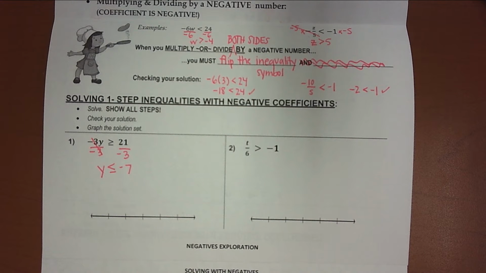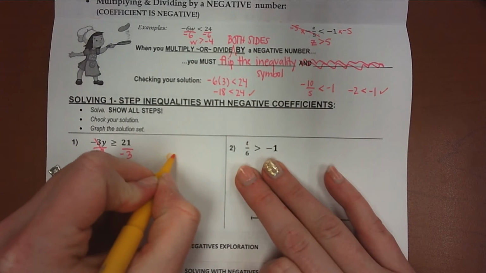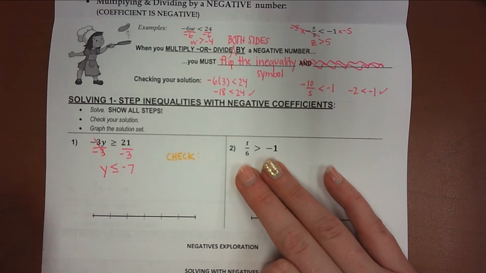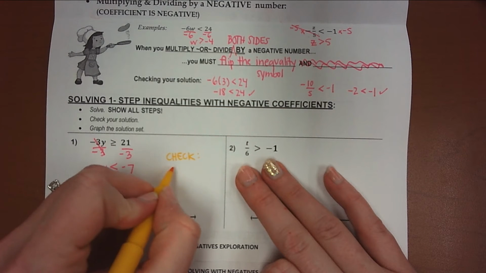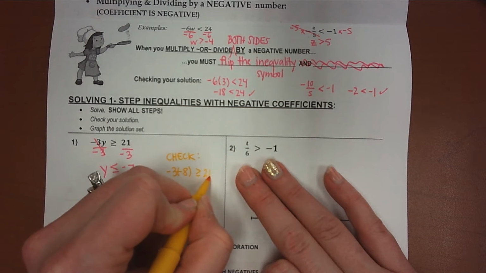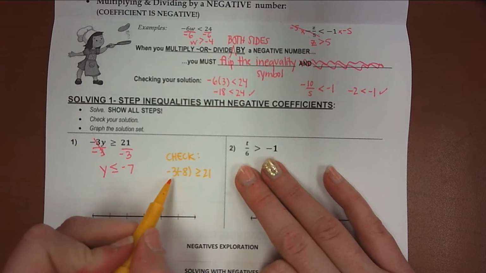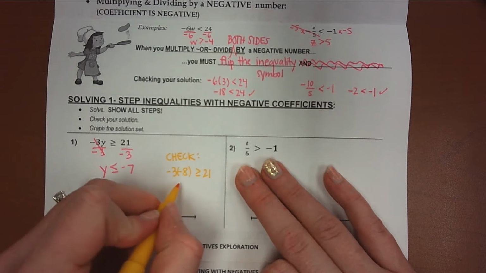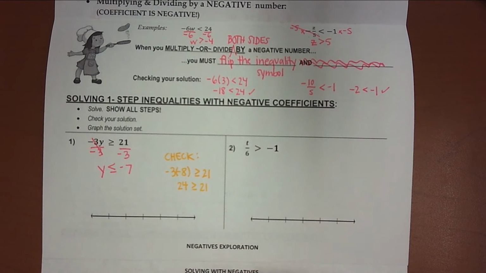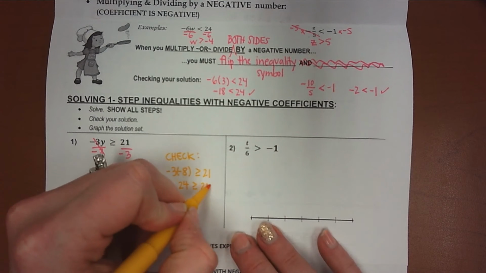If we wanted to check our work, we can always check our answer. Let's pick a number less than negative 7. For example, I'm going to pick negative 8. So negative 3 times negative 8, is that greater than or equal to 21? Well, negative 3 times negative 8 is positive 24. 24 is bigger than or equal to 21. And so our answer checks.